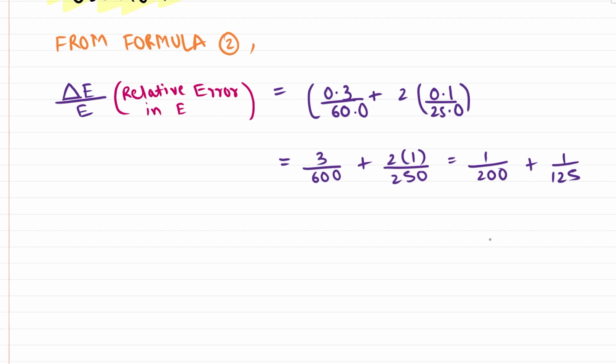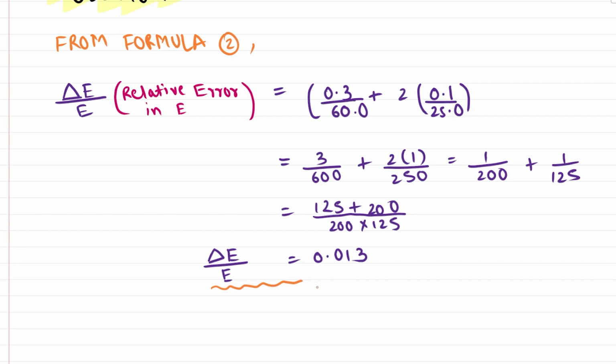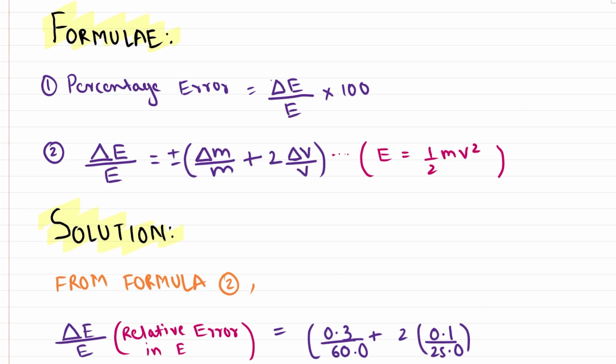So 1/125. And if we were to add this, we would get the value as, now if we were to solve this term, we would get 125 plus 200 divided by 200 into 125, and solving this further gives us 0.013. So that's the value, and basically this is our relative error in kinetic energy, so that is delta E upon E. So this was the first half of the question which we needed to solve, because now we need to substitute this value of relative error in our first formula, that is the percentage error formula, to get the required value, that is the percentage error.